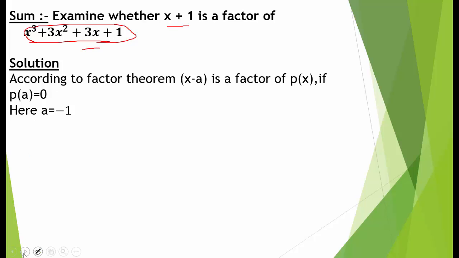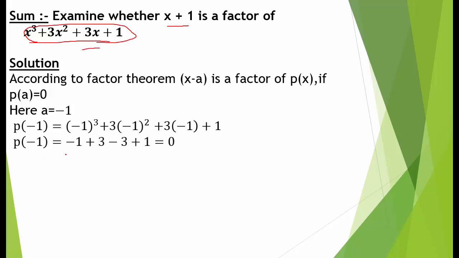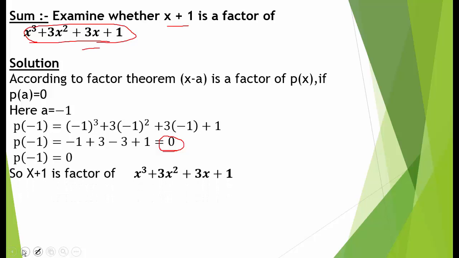To find the value, we will replace x with minus 1. So, p(minus 1) is (minus 1) cube plus 3 times (minus 1) whole square plus 3 into minus 1 plus 1. On solving, you will find that the value of the polynomial is 0. Now, according to the factor theorem, this is a factor. So, x plus 1 is a factor of x cube plus 3x square plus 3x plus 1.